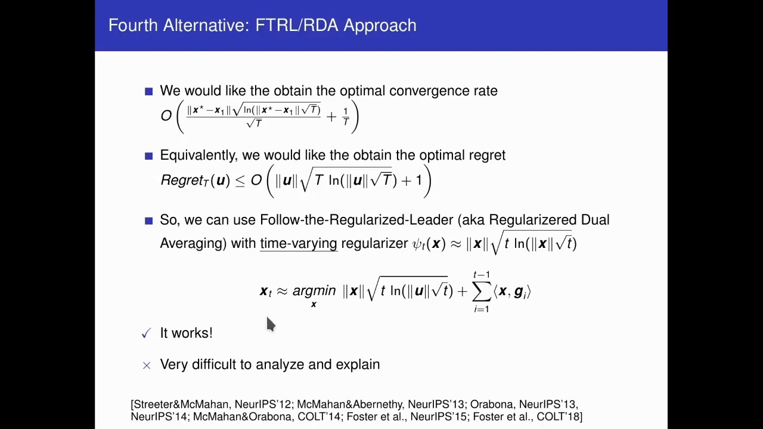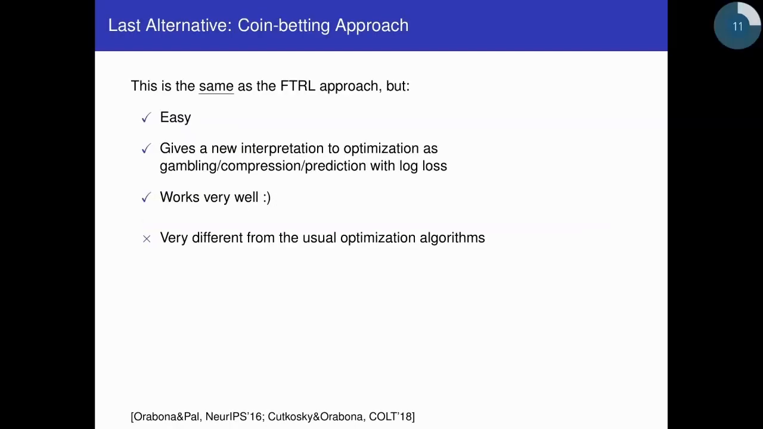Now, this algorithm actually works very well, but it's very difficult to explain why it works. And it's also very difficult to analyze because this regularizer here is not strongly convex. So the analysis is not the usual one. So instead of explaining this approach, we will explain another approach, which is this coin betting view.